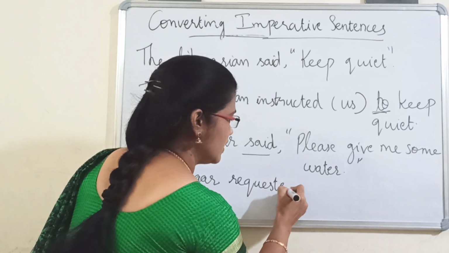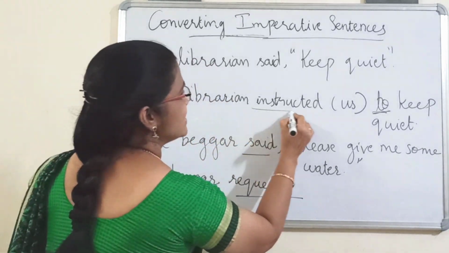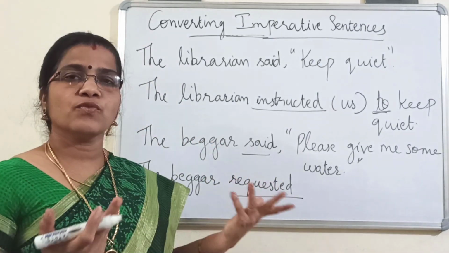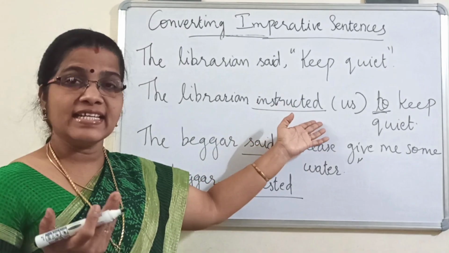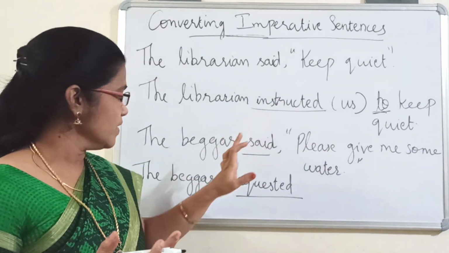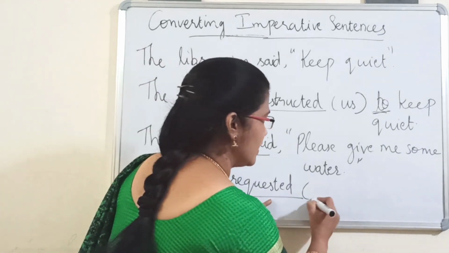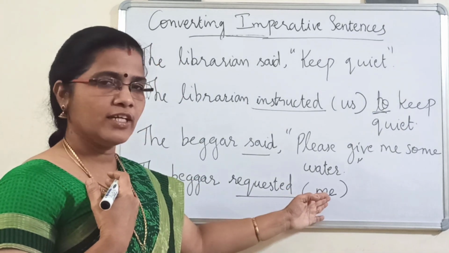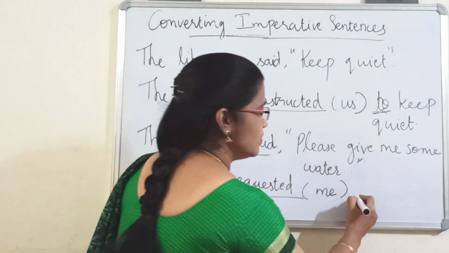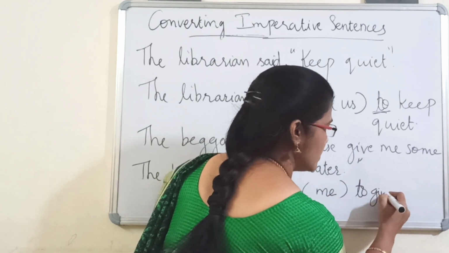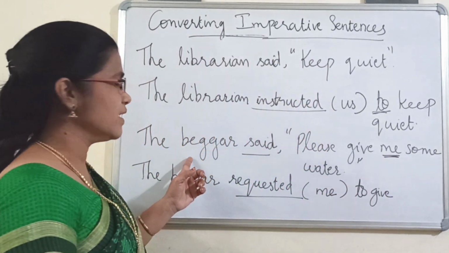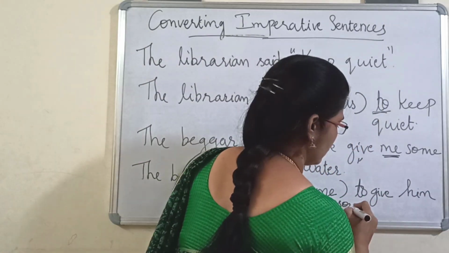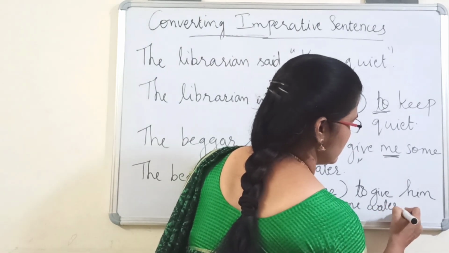So, what is the reporting verb that you have used here? Requested. Here we use instructed. So, you have to look for the shade of meaning that the sentence gives. This is a request, so we have used requested. This sounds like an instruction, so we have used instructed. Okay. The beggar requested. Now again, the request is to whom? It's not mentioned. So let's assume it as to me. So we'll put it in bracket. Requested me to, what's the verb? Give. To give. This me refers to who is the speaker here? The beggar. So him. To give him some water. There's no change here. To give him some water.